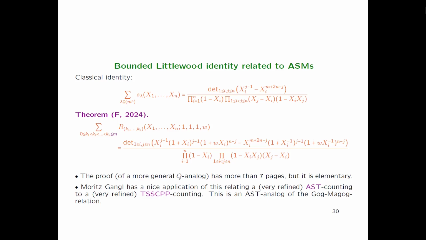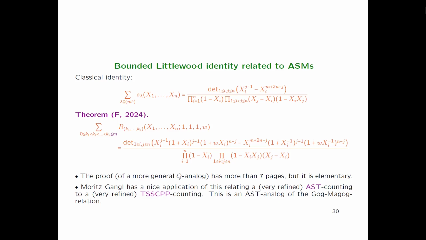Okay, so actually our topic at the moment is Littlewood identities. And in this case, I also have a bounded Littlewood identity, which means that I bound the entries in the bottom row. At the top, you see the classical bounded identity for Schur polynomials. And at the bottom, you see the bounded identity that I get for the specialization of the parameters T, U, V equal to 1. And here's a formula.